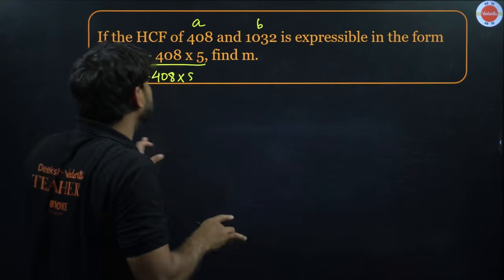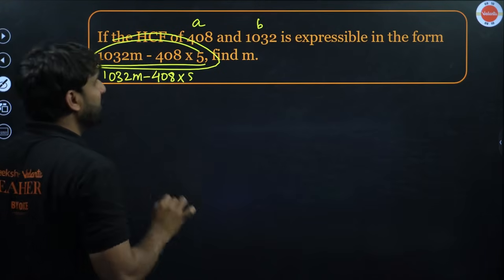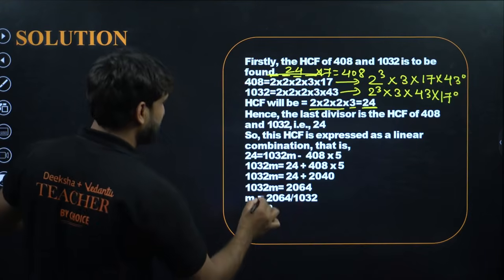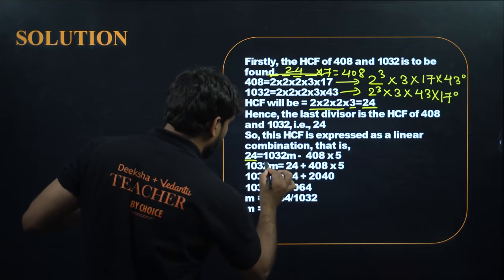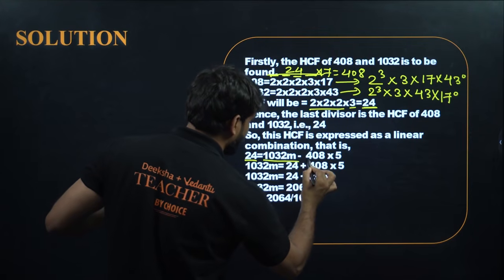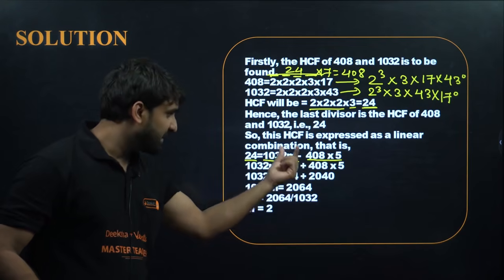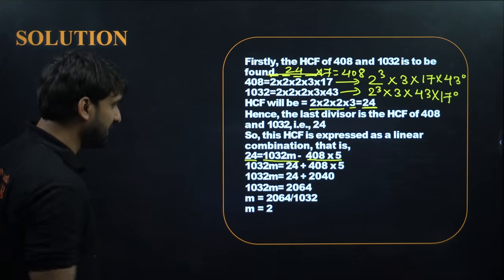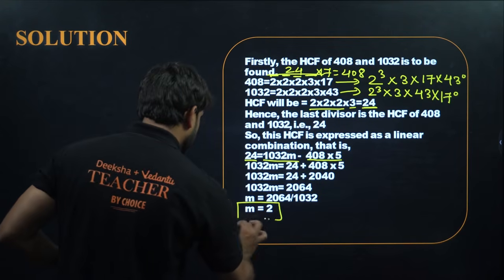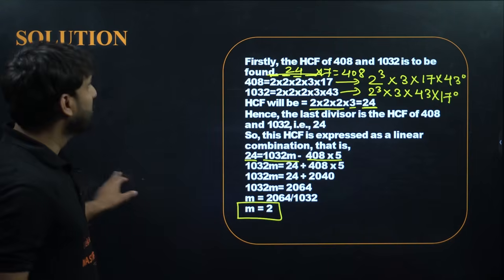But in this question, HCF is given in this form, so we can equate here. 24 will be equal to 1032M minus 408 into 5. That is the HCF format which is given. By doing the mathematical calculation, we get M is equal to 2. This is the answer. Moving to next question.